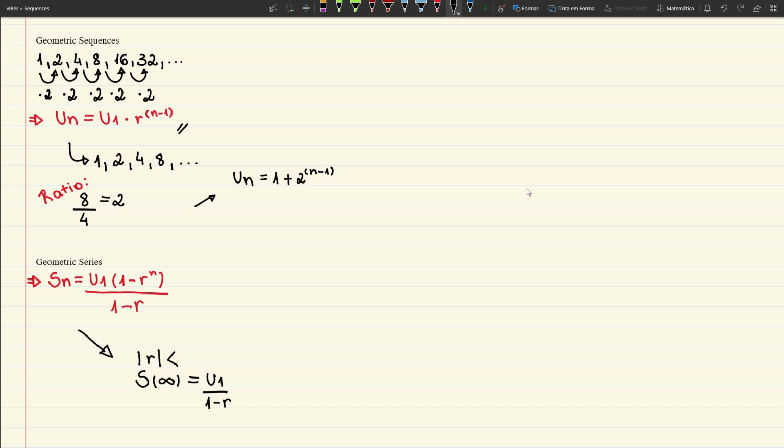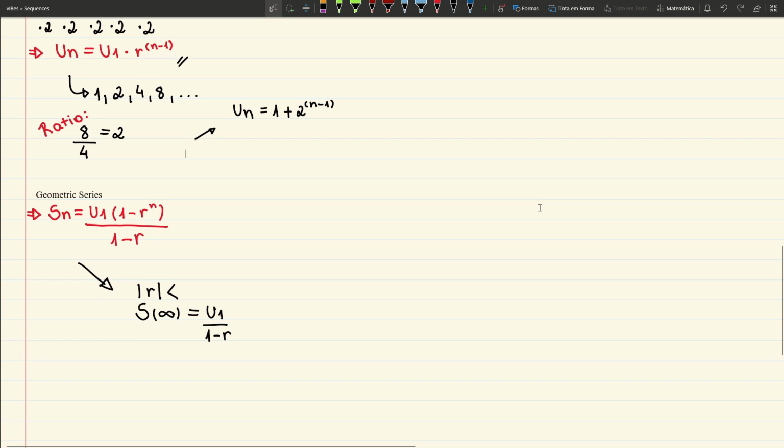The formula we use to find the geometric series is Sn is equal to U1 times (1 minus r to the n) divided by (1 minus r). So we use this formula to find the sum of elements in a geometric sequence.